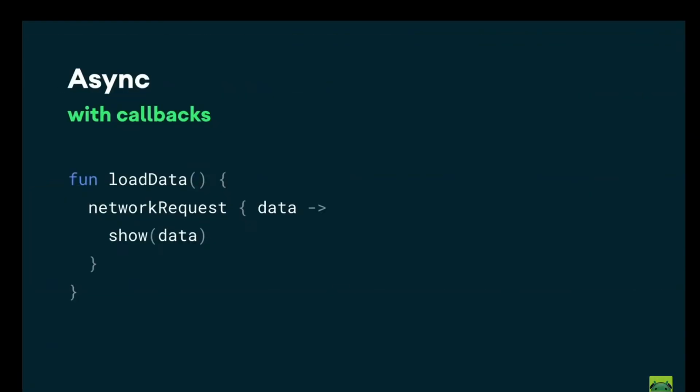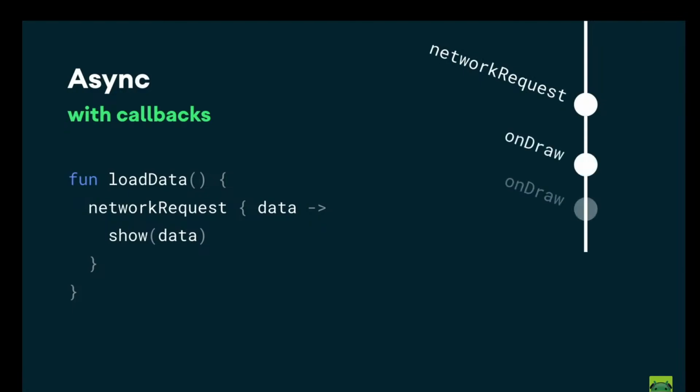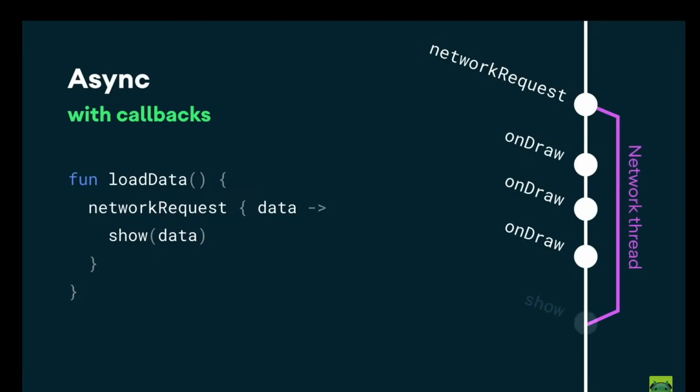A solution for this is using callbacks. We have the same version of loadData, which is going to make the network request on a different thread. Here, as we can see, if we execute this code, we can see that network request will be called, and we will see later that the function network request is going to be moving the execution of the network request to a different thread. And in this case, the main UI thread is free, and the operating system can call onDraw and refresh the screen as much as it wants. Whenever the network request finishes, it will call this lambda, a callback, that is going to display the result of the network request on the screen.